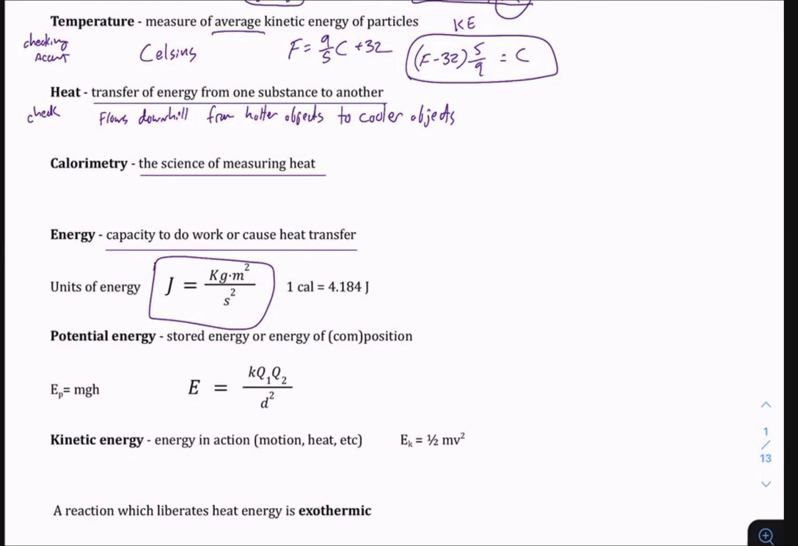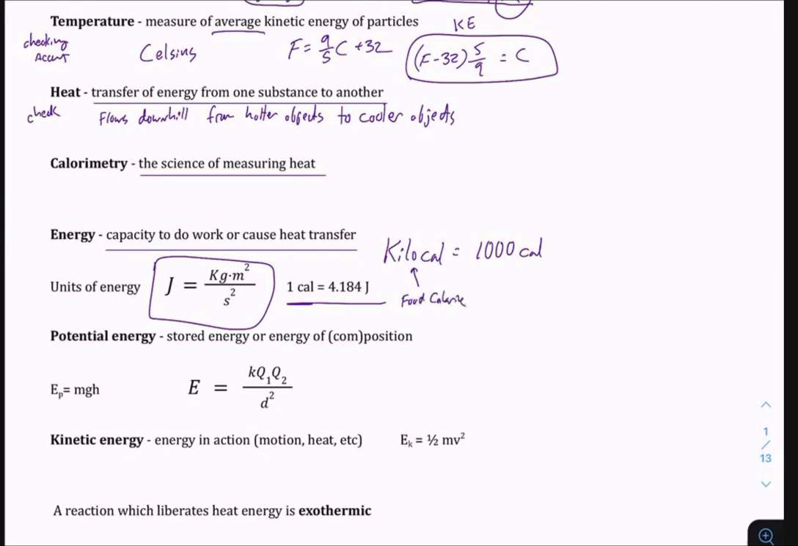Now, more relatable, especially with food sciences, is the calorie. A calorie is 4.184 joules, right? And so another term that you should know, if a calorie is 4.184 joules, a kilocalorie, well, that would be 1,000 calories. That makes sense, right? So a kilocalorie in the industry is known as a food calorie.